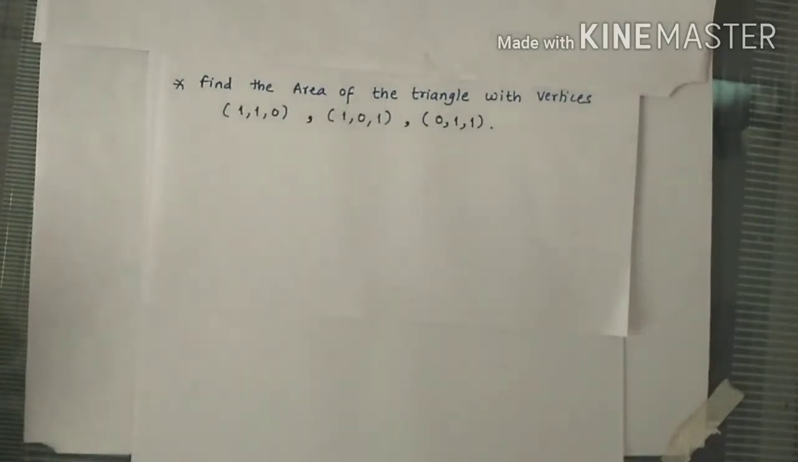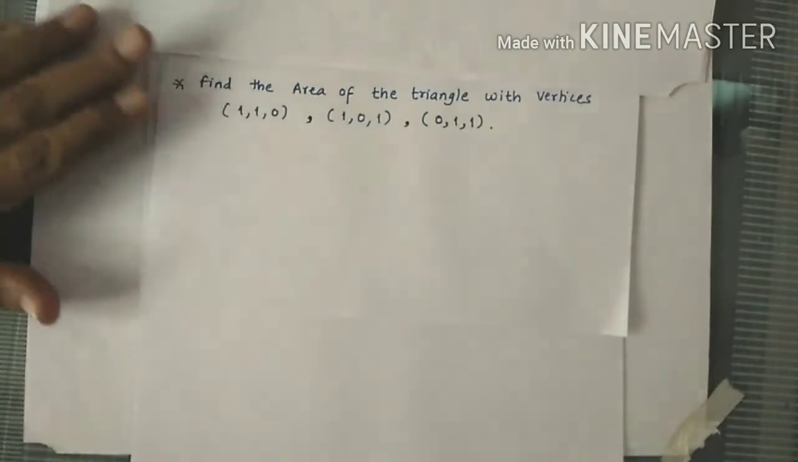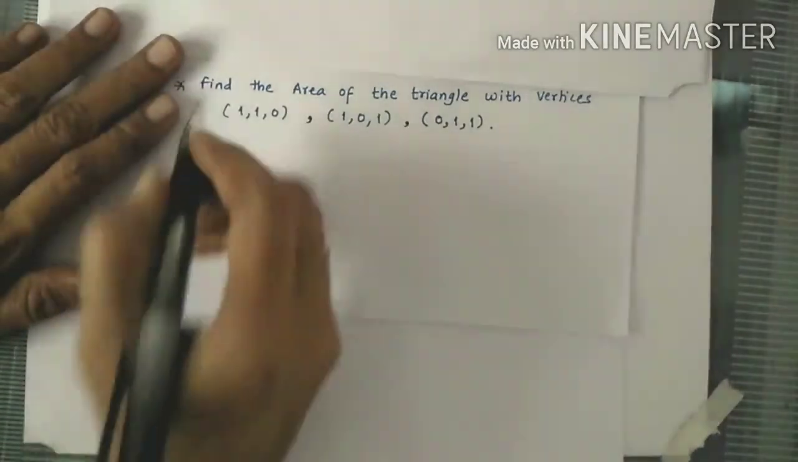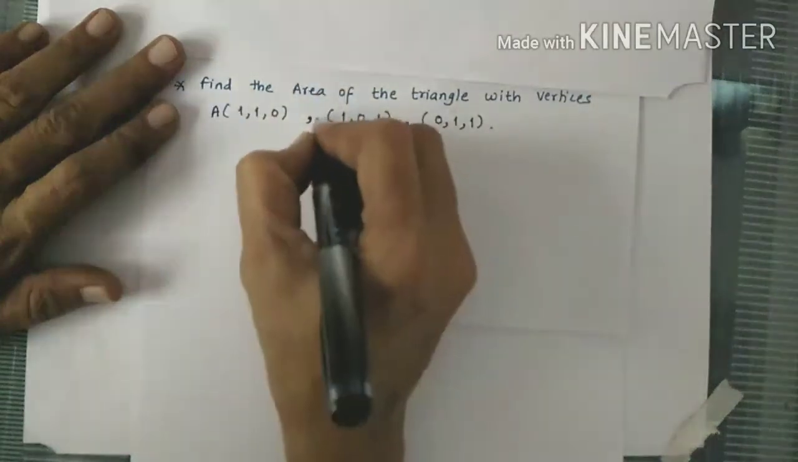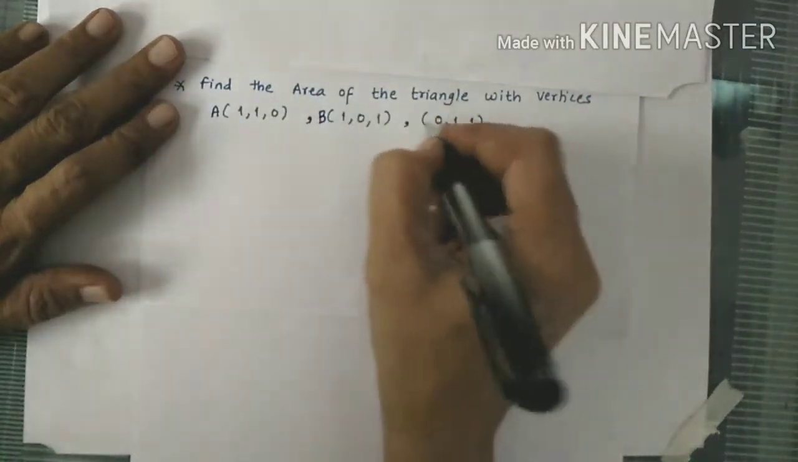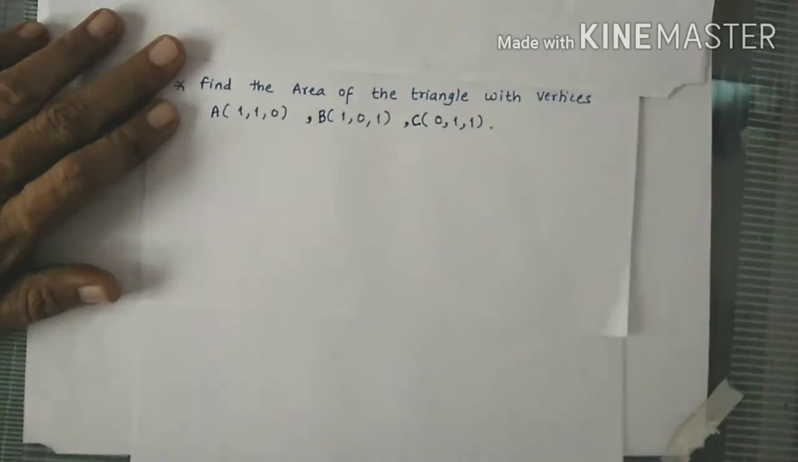Find area of the triangle with vertices (1, 1, 0), (1, 0, 1), (0, 1, 1). So in the previous video we have learned distance formula. So let's use that to find area of this triangle. So let the vertices be A, B and C.